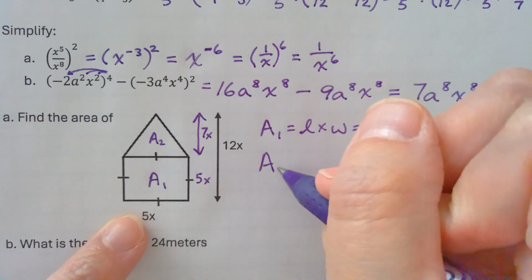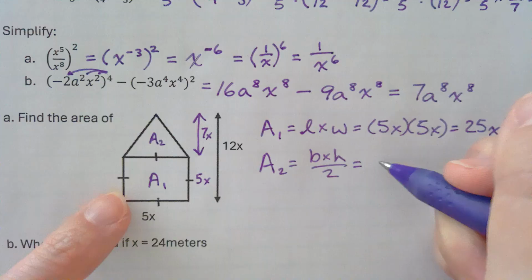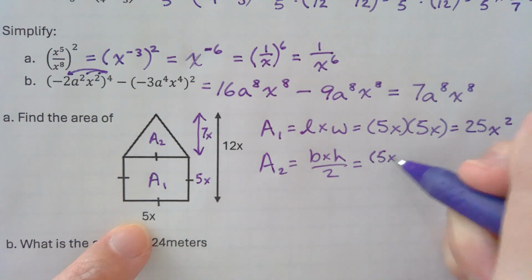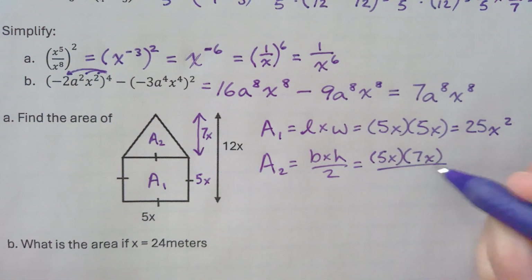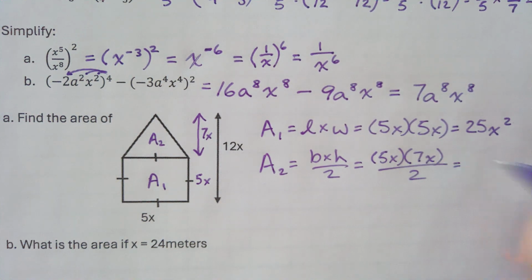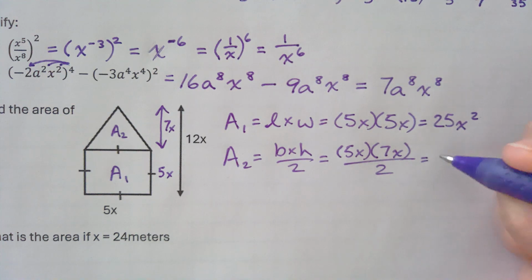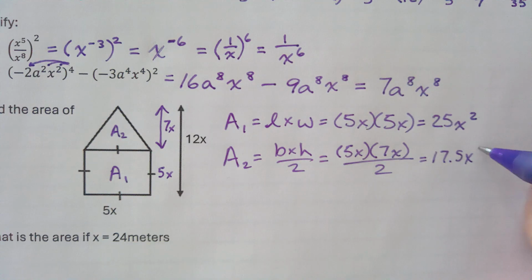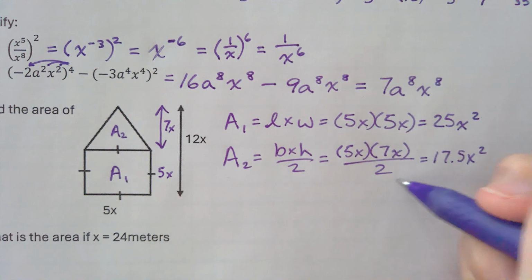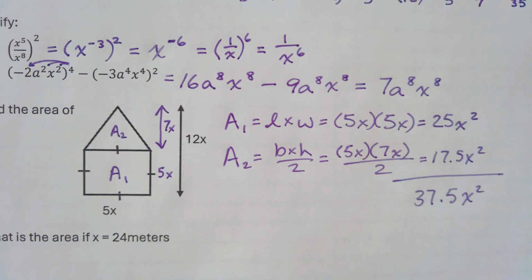And then the second area, base times height divided by 2. My base is 5x. My height is 7x, as you said, divided by 2. Okay. 5x times 7x is 35x squared. 35x squared divided by 2, 17.5 x squared. Okay, and then the total area added together, you get 37.5 x squared.